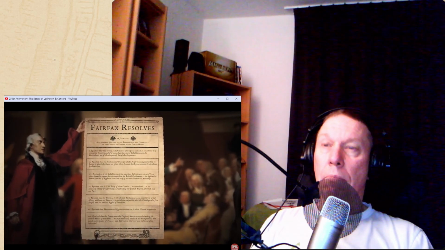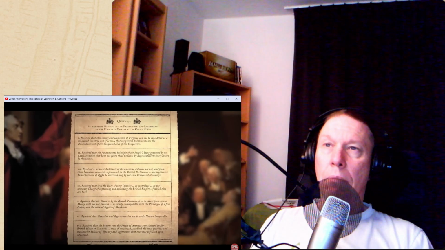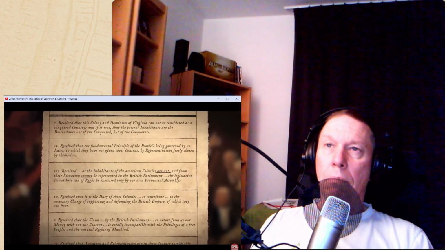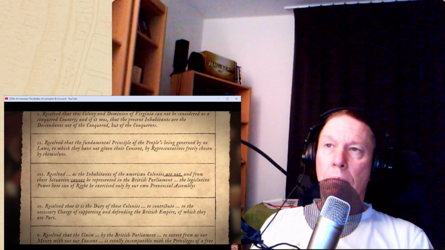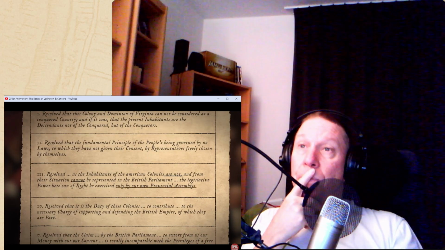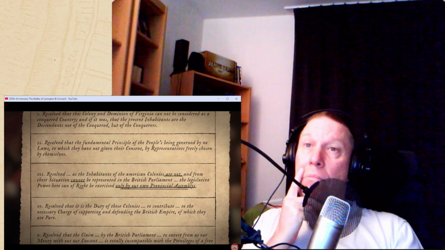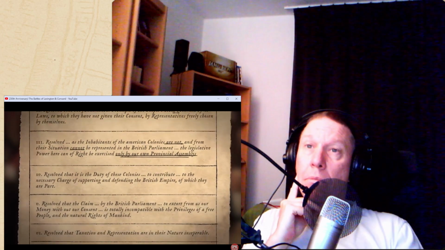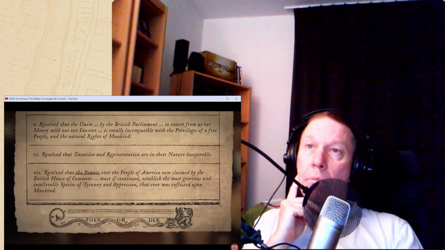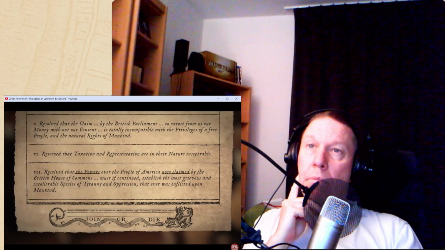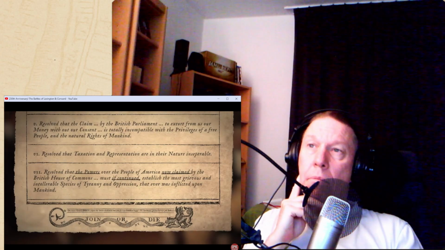Resolved, as the inhabitants of the American colonies are not, and from their situation cannot, be represented in the British Parliament, the legislative power here can of right be exercised only by our own provincial assemblies. Resolved, the powers over the people of America now claimed by the British House of Commons must, if continued, establish the most grievous and intolerable species of tyranny and oppression that ever was inflicted upon mankind.